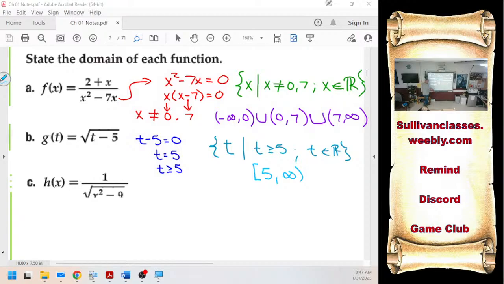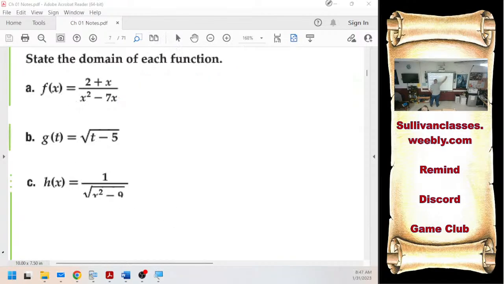C got a little cut off. That's x squared minus 9. Make this a little bigger.